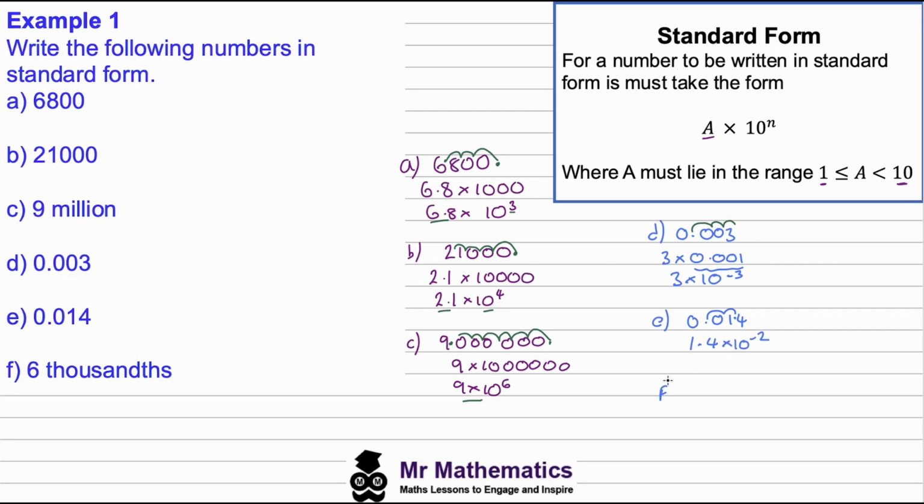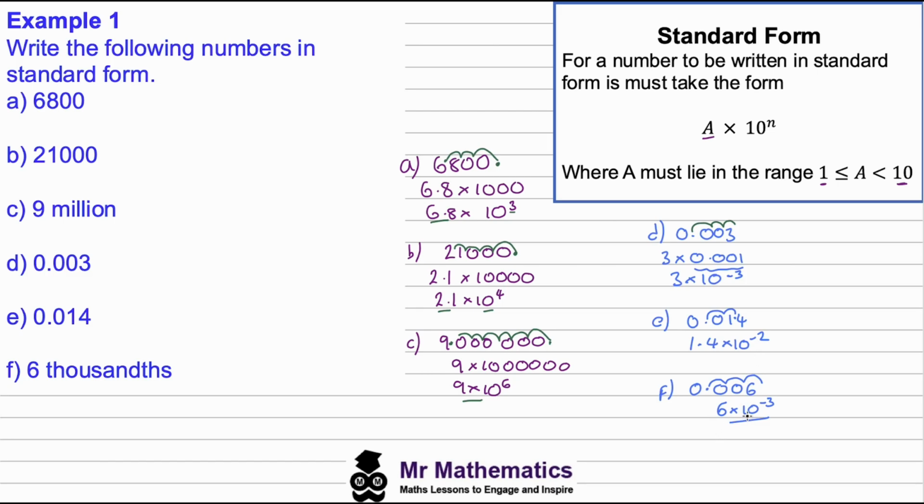And then for question F, we've got 6 thousandths. Well, no units, no tenths, no hundredths, but 6 thousandths. And we need to move a decimal point in front of the 6. So we're moving it 1, 2, and 3 places. So 6 times 10 to the power of negative 3. Okay?